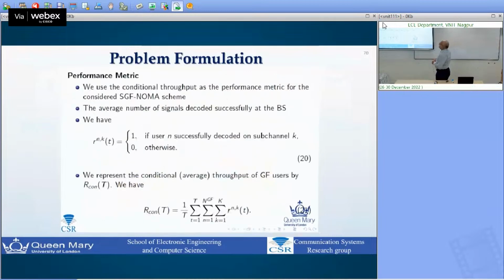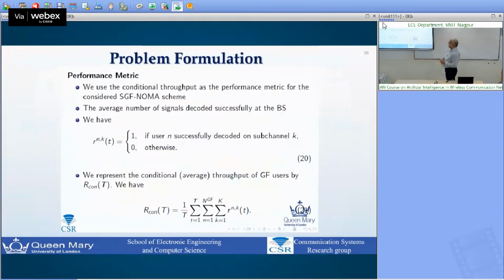Okay, so now how are we going to formulate the performance metric? Here the problem is avoiding the collision, not the sum throughput. How can we avoid the collision? So the metric will be different. If a particular user N in a particular sub-channel is decoded perfectly, then we are going to have the value R1, otherwise value 0.